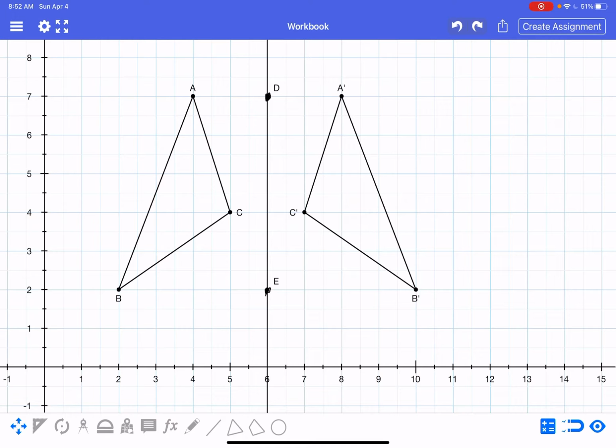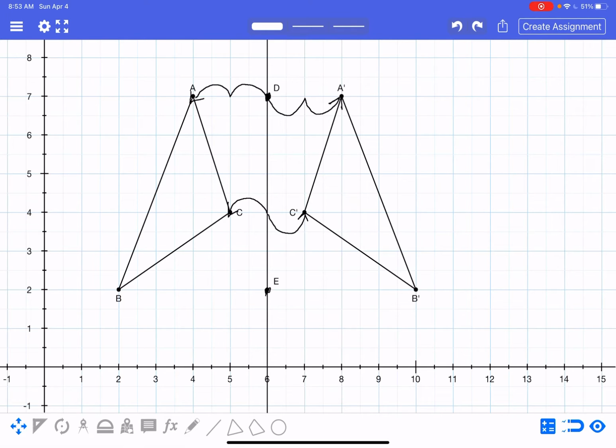Now, basically, to reflect the point, you just have to remember that C is 1 point away from the line of reflection. So then the image of C also has to be 1 point away from the line of reflection, okay? And then A is 2 points away from the line of reflection, and then it would have to be 2 points this way, right? So it's not that hard, okay?